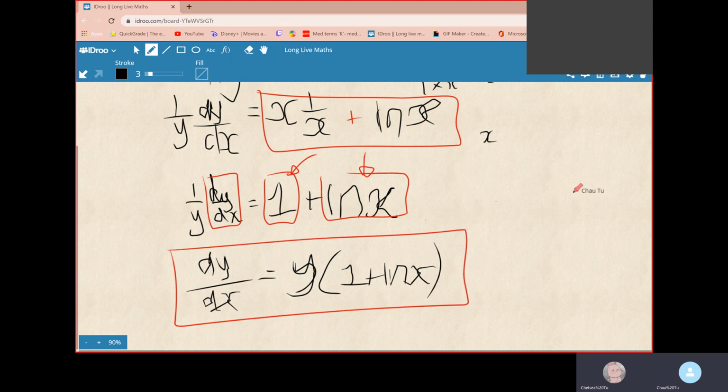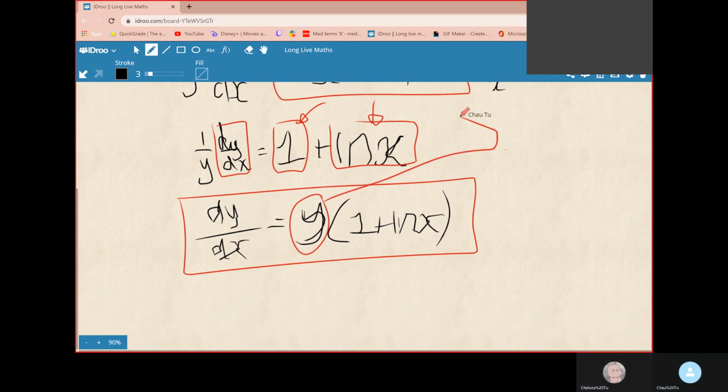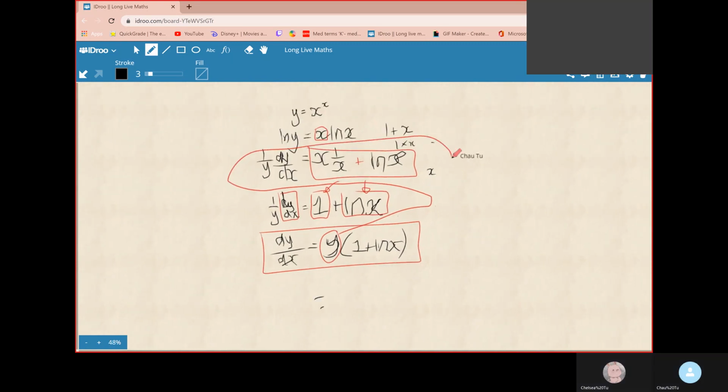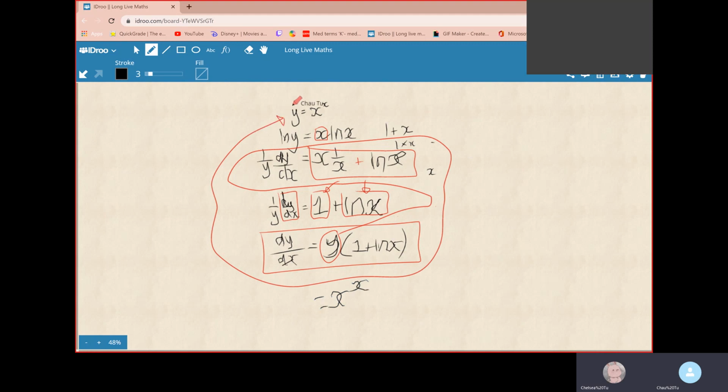No, wrong. Because we don't want it in terms of y. We've got to go all the way back to here, Chelsea. We've got to go all the way back to x to the power of x.